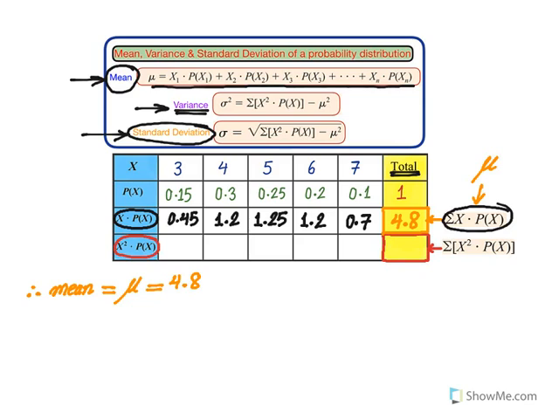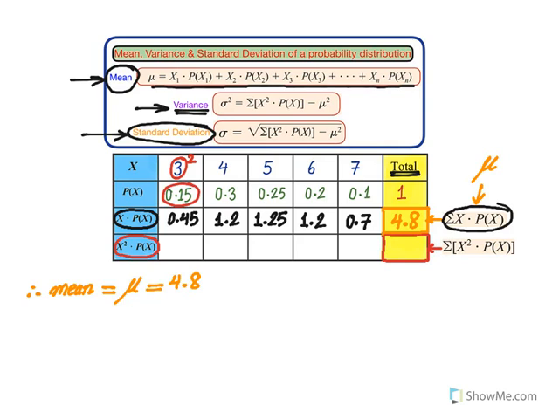Okay, now the second thing that you have to do is to complete this row, x squared times p(x). So it's exactly the same as the one before, except that you do x squared. So instead of 3, you'll do 3 squared, which is 9. Instead of 4, you'll do 4 squared, which is 16. And then 5 squared, which is 25. And then you multiply the 9 by its probability, the 16 by its probability, the 25 by its probability, and so on. You do the same for the 5 numbers. Now let's start. You square this and then you multiply it by this.